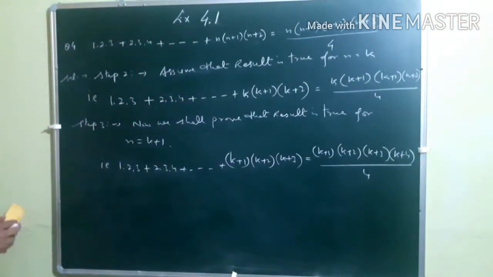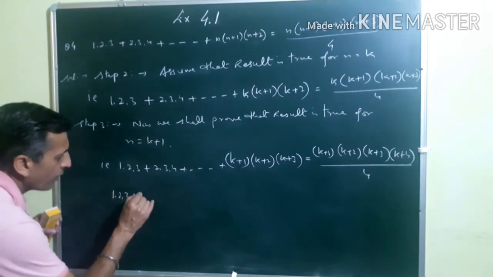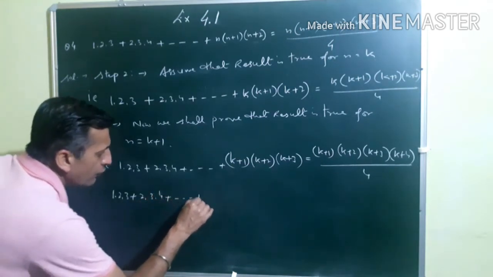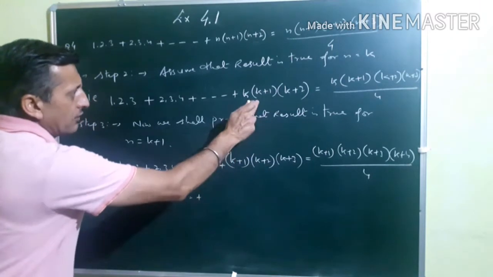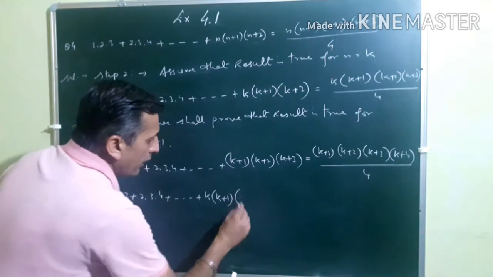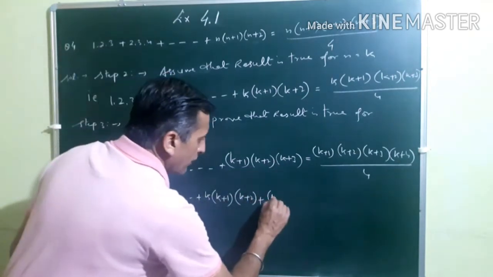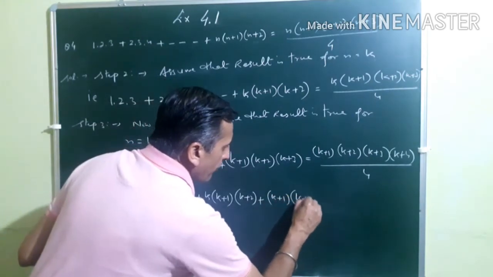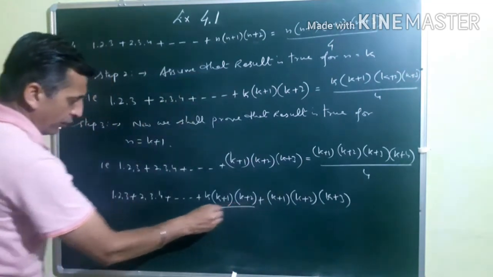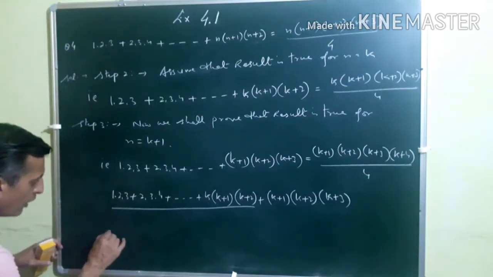Now I am taking the left hand side. As you know, we have to take the left hand side. So 1 into 2 into 3 plus 2 into 3 into 4 and so on. The second last term from this one, that is k into k plus 1, k plus 2, you can take from step number 2. Plus the last term, that means k plus 1, k plus 2 and then k plus 3. Up to here we know the sum of the terms that we have assumed, that is k into k plus 1.